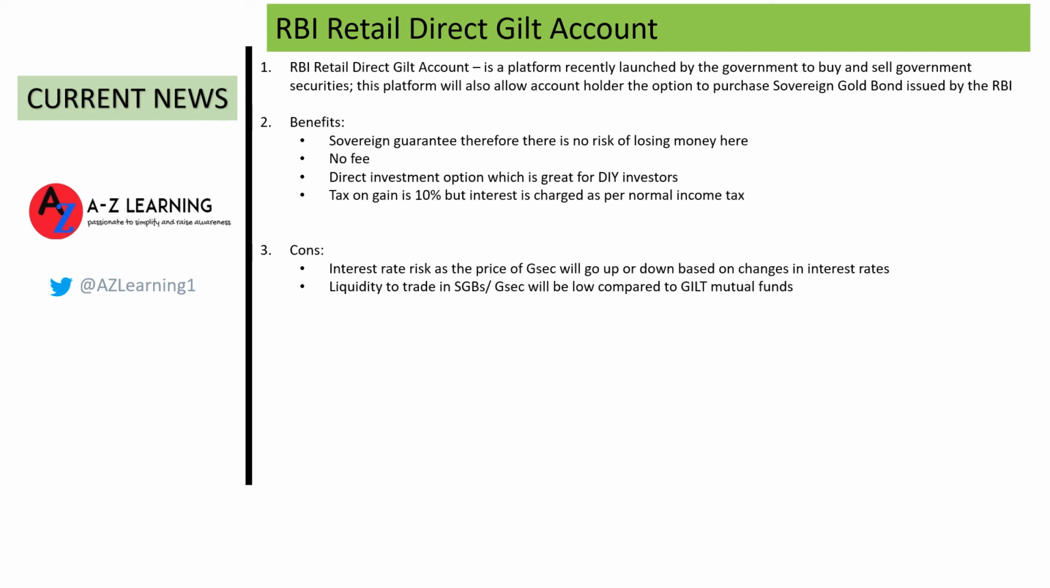Other thing is the liquidity to trade in, especially the buy and sell, because it's a new platform. There are only a few people who are available who will be doing the buying and selling in the market. So liquidity will be low, especially when you compare it with the Gilt mutual fund, because Gilt mutual funds act as a counterparty, so they honor any request of redemption from their own pocket, whether there is a separate buyer or not. So there is more liquidity in the mutual fund.